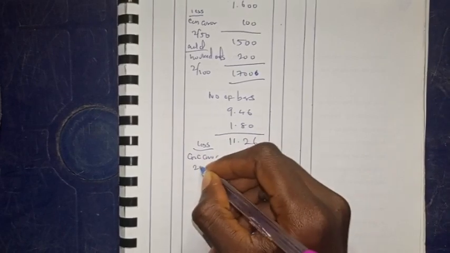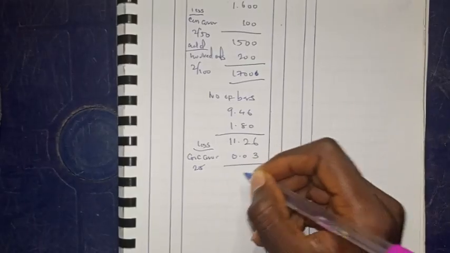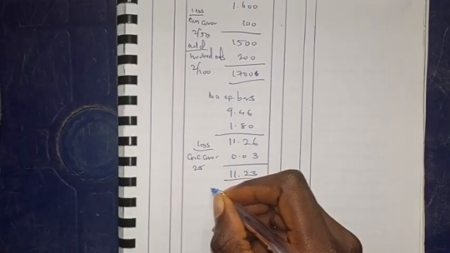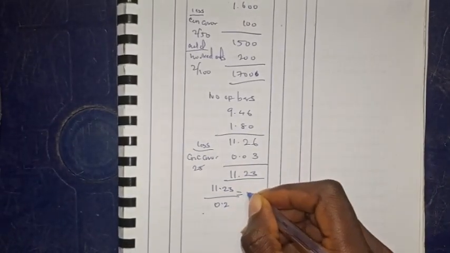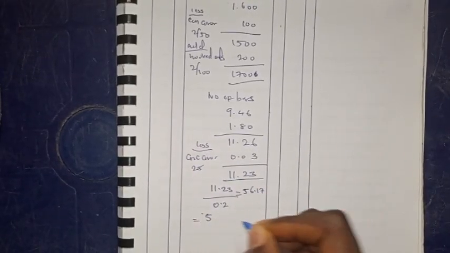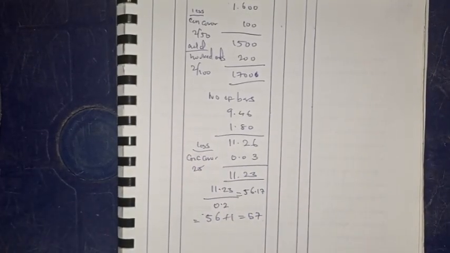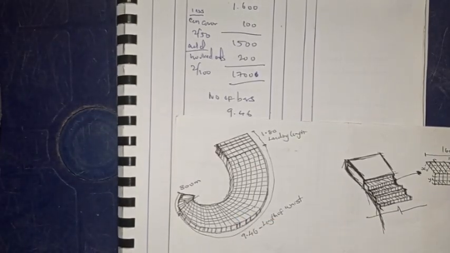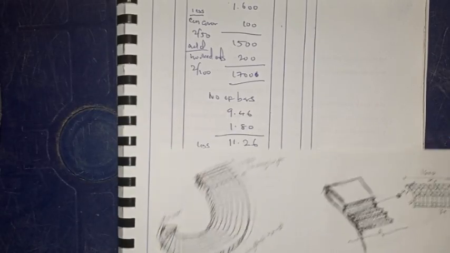Less concrete cover 25. That will be 0.03 approximately. So dividing this value by 0.2 gives 56.17. So approximately it's going to be 56 plus 1, which is going to give us 57 of 1,700 bars across from our waist to the landing area.